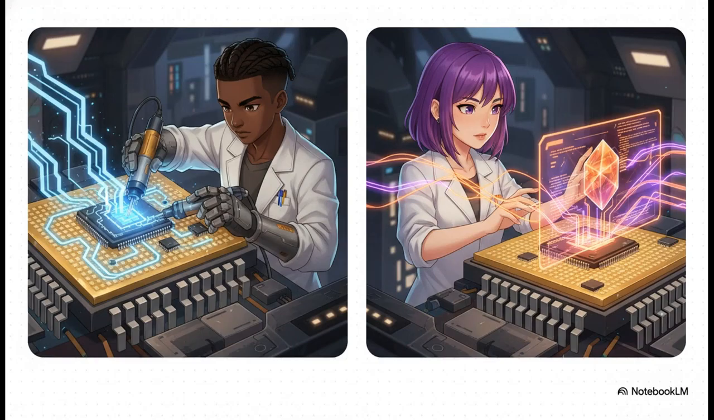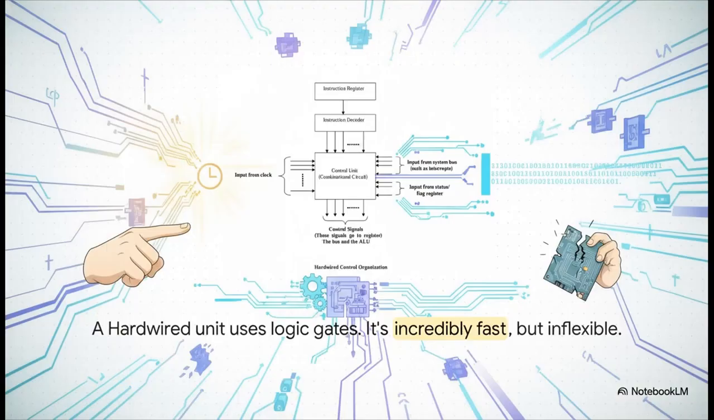So on one side, you have the hardwired approach. Think of this like a custom-built machine, where all the logic is physically burned into the circuits. On the other side, you've got the microprogrammed approach. This one is more like having a tiny, simple computer inside the control unit, and it runs its own little program to figure out what to do. It's a classic hardware versus software battle, right at the heart of the CPU. Let's look closer at the hardwired design first.